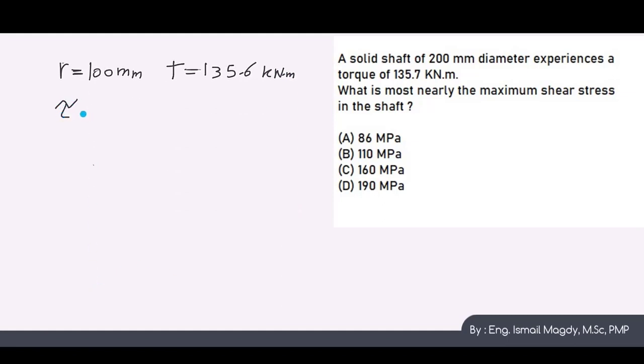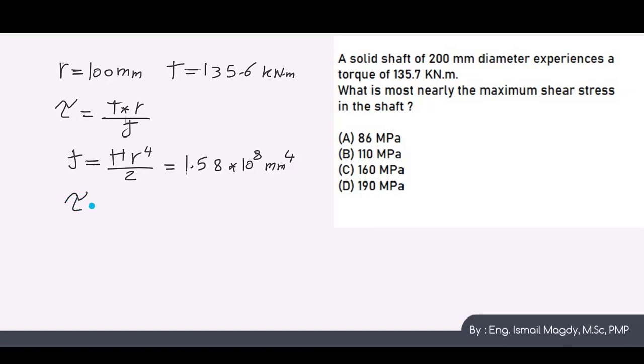We know that tau, which is the shear stress due to the torsion moment, equals T multiplied by R over J. We can get J from the reference handbook. As I told you, it's already available there, and I will show you in the last lecture in this course how to use the reference handbook. But now I will tell you the equation for it directly. It is pi R to the power 4 over 2. So solving this equation, we get that J equals 1.58 multiplied by 10 to the power 8 mm to the power 4.